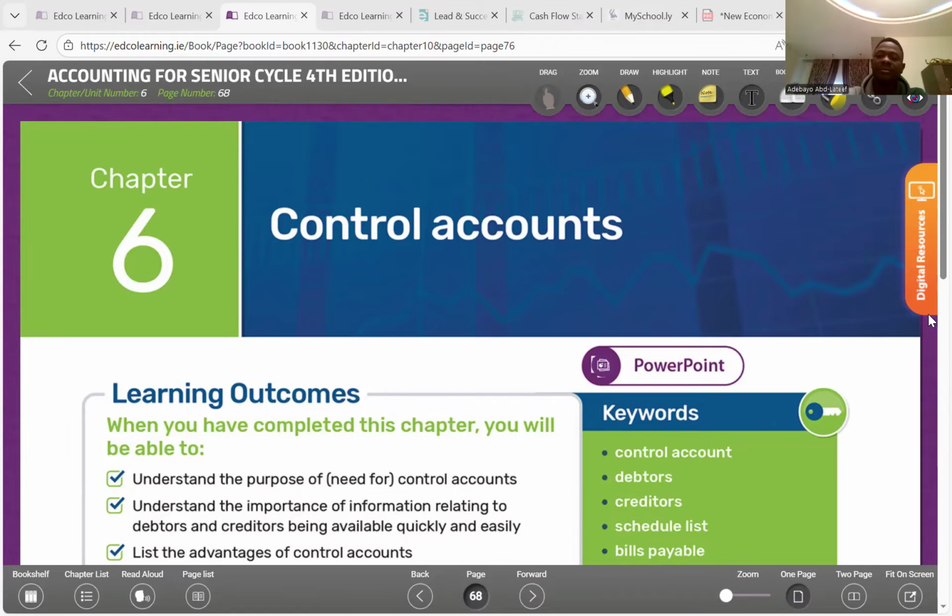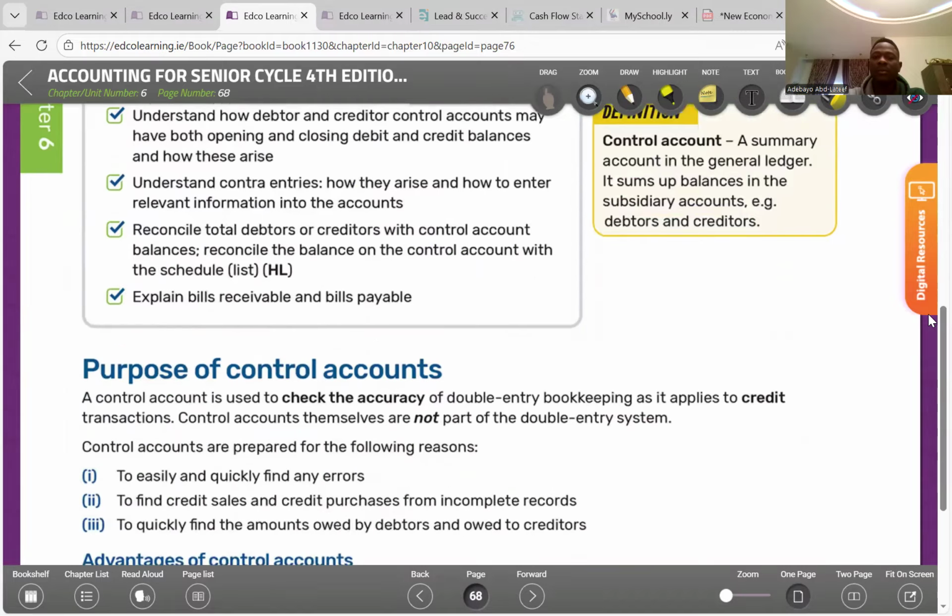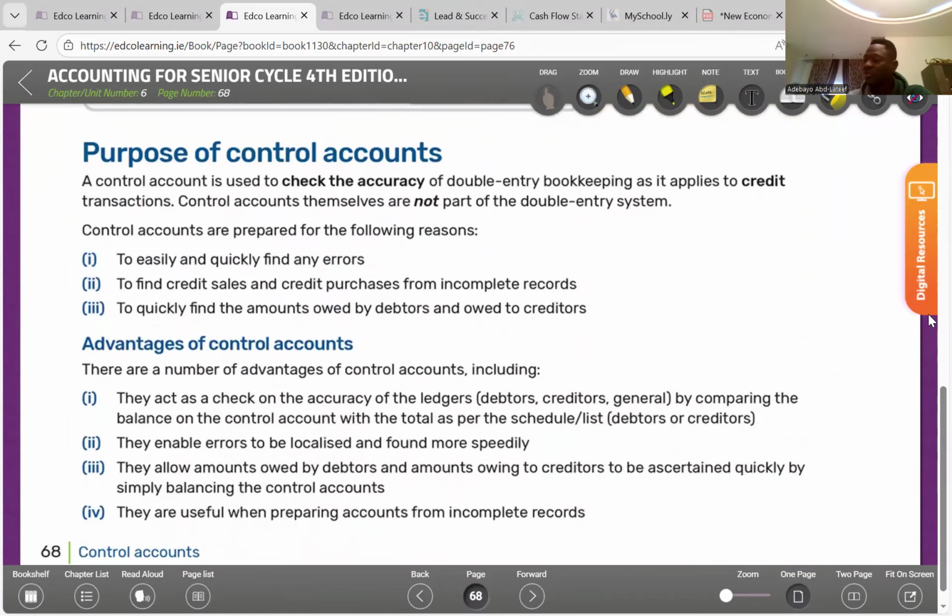Then we have the purpose of control account. What are the purposes? Why do we have control accounts? Number one, it is to easily and quickly find an error. When errors are made, we are bound to make errors, especially when we are calculating or casting. So when errors are made, the control account can be a way to locate those errors. Do you get the first point here?